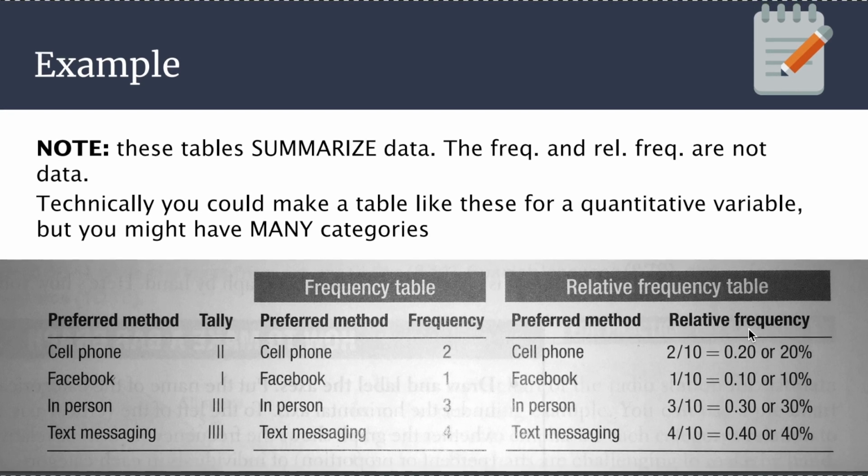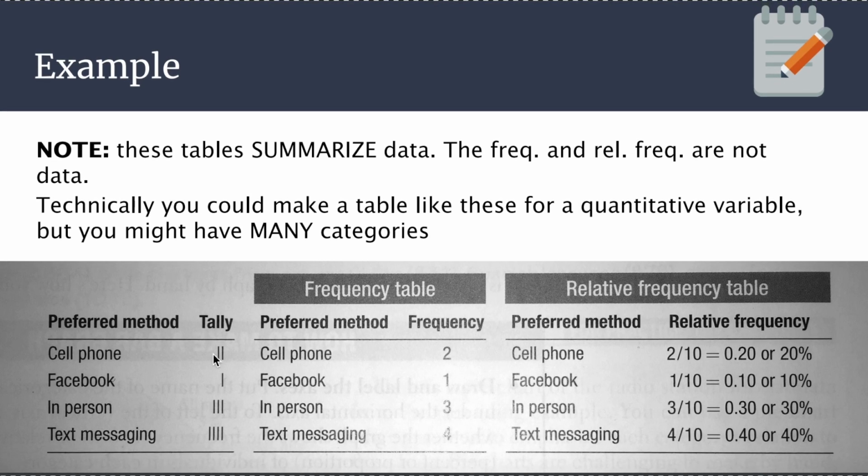All right. Let's take a look at a quick example. So here, let's say we've collected some data on preferred methods of communication. And we surveyed 10 students, right? I could present that information in a tally. Here we go. Cell phone is 2, Facebook is 1, in-person is 3, text message is 4. But I could put that in what we call a frequency table. This frequency table is measuring the categorical variable preferred method. Our categorical variable here is preferred method. This is our variable. All right.